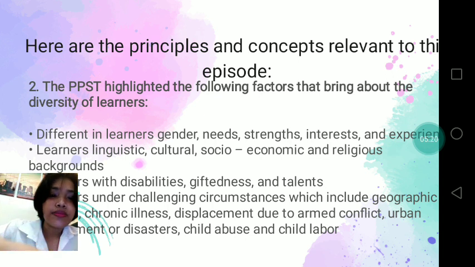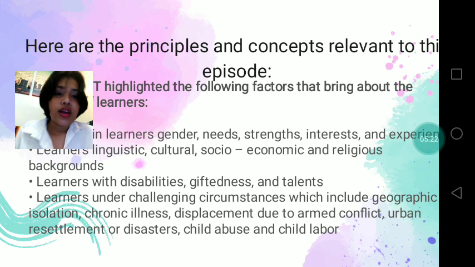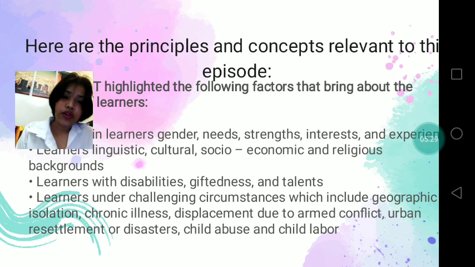So, next is, okay, learners with disability, giftedness, and talents. So, dito, alam nyo ba yung, as you guys can remember the topic, yung movie Gifted, nung pinanood sa atin ni Sir Obenya way back in second year.